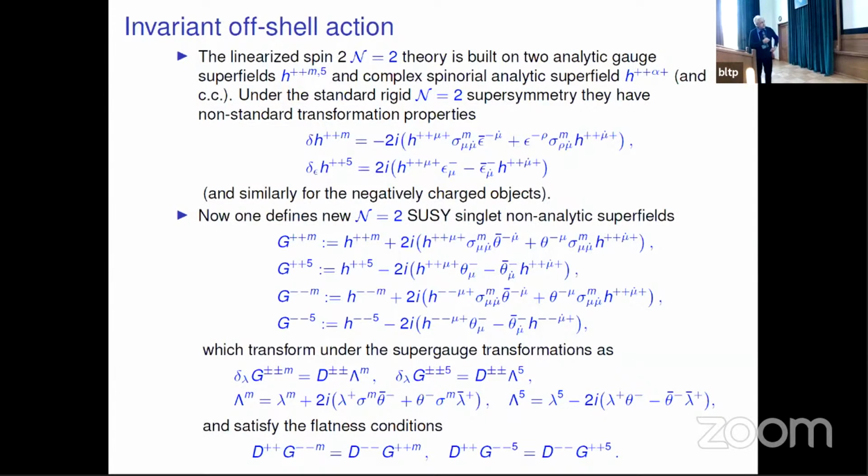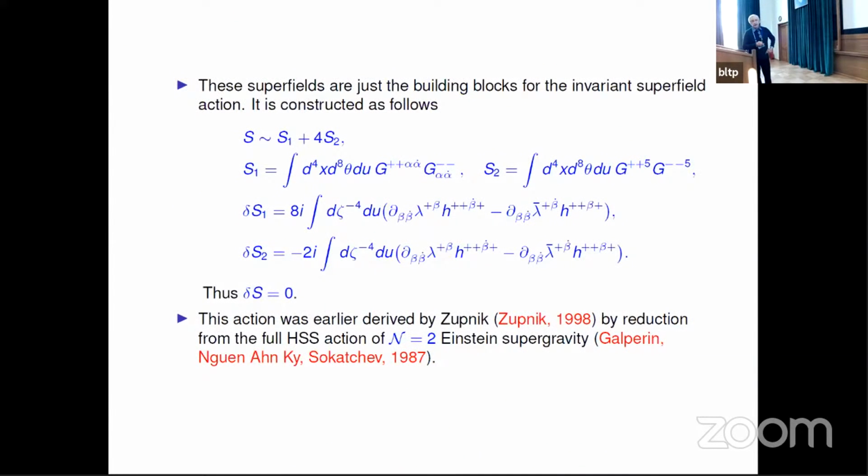The difference from the original analytic potentials is that this gauge function also includes some mixture of negatively charged coordinates. These objects are analytic, but you also have theta minus and theta bar minus here. And this object satisfies the harmonic flatness condition, which is a consequence of the original gauge flatness condition. So, the law of transformation for H ++.